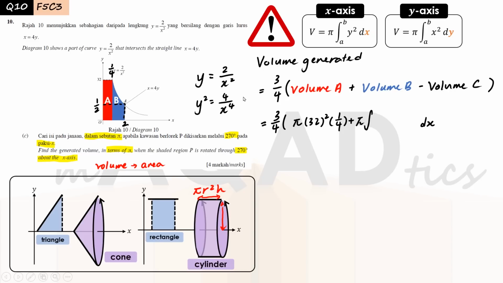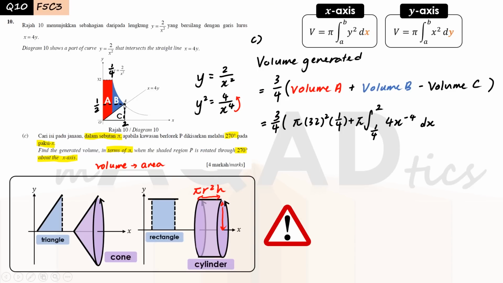Similar to part B, we are going to move this to the top first because it's easier to integrate. Since we are looking at the x-axis, we are going to find the lowest and the highest x value according to area B, which is similar to part B as well, which is 1 over 4 and 2.